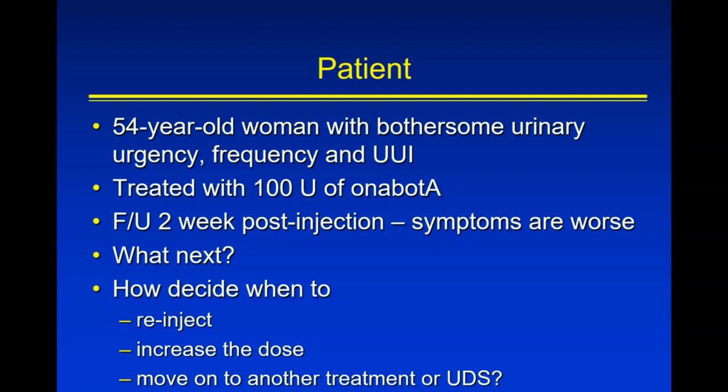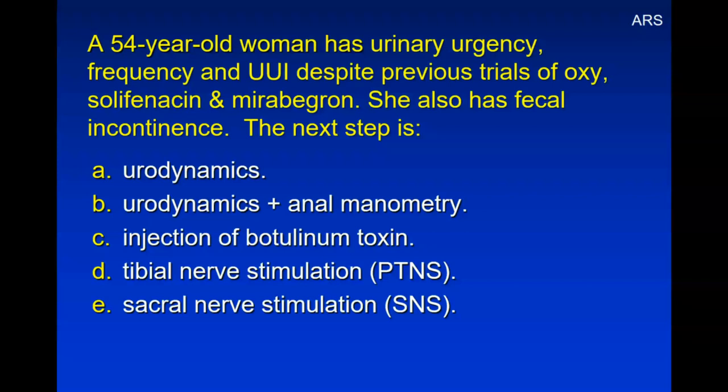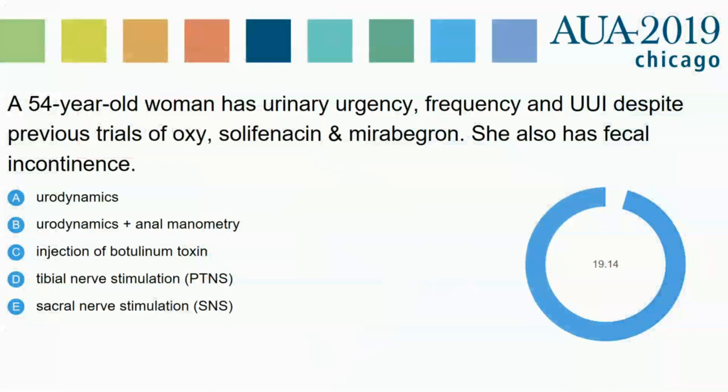So, a 54-year-old woman has urgency, frequency, and urge urinary incontinence despite trials of medication. She also has fecal incontinence. The next step is urodynamics with anal manometry, botulinum toxin, PTNS, or SNS. Based on what you said, I'm not sure what you're going to go with here, KK. I'm thinking one of two answers for you.